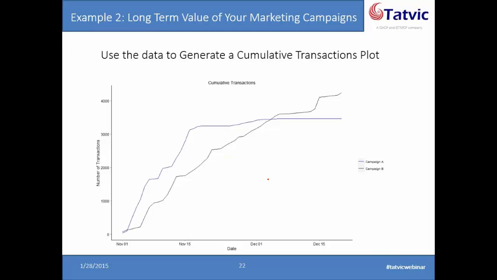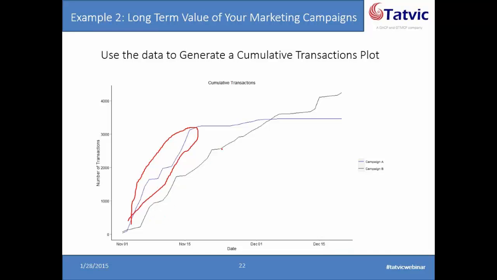So once we have this cumulative vector, we can plot them. And in this case, I actually did this for two different campaigns. I just labeled them Campaign A and Campaign B. And the result is actually very interesting. What we see is that initially, Campaign A has outperformed Campaign B in those first few weeks of November. And if we were doing the analysis just looking at how many transactions did Campaign A versus Campaign B drive immediately, we would have concluded that Campaign A was actually more effective.